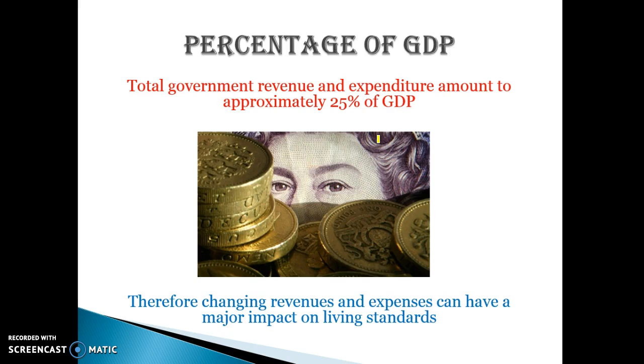Total government revenue expenditure is around 25% of our GDP, so any changes in revenues and expenditure can have a large impact on our living standards because it's such a large component. Okay, our GDP is around 1.6 trillion, so revenues and expenditures equate to around $400 billion each.